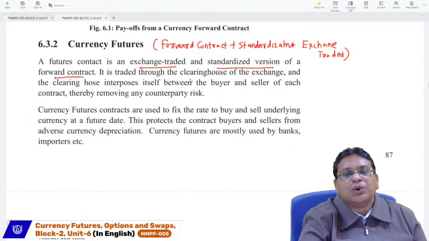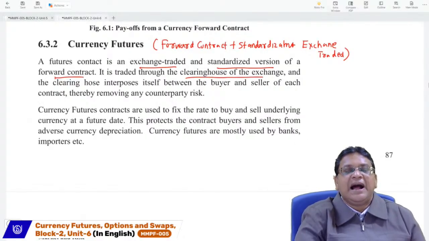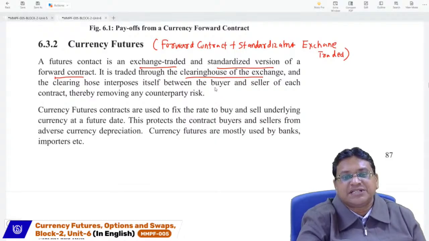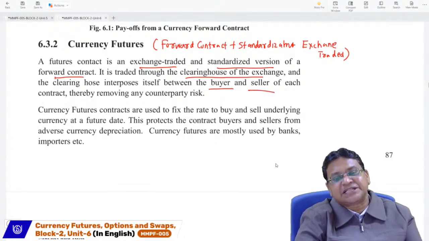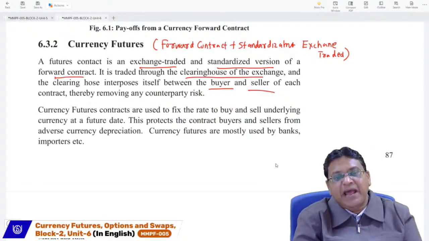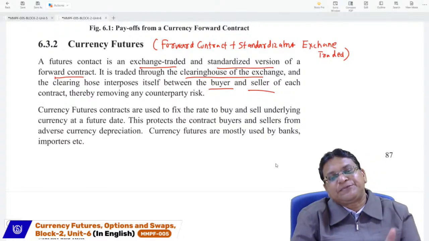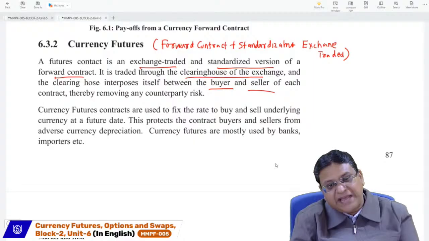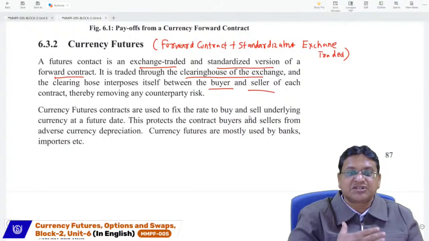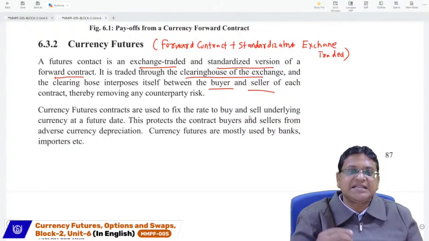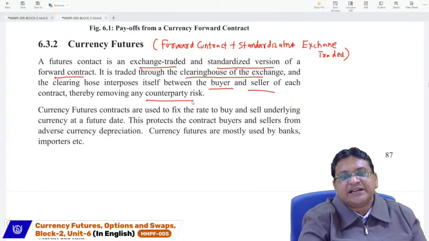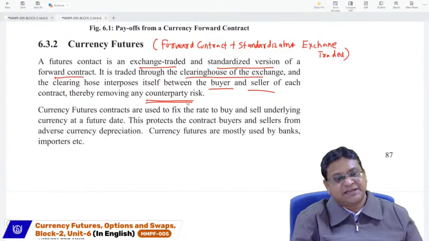It is traded through a clearing house of the exchange. In this case, the exchange acts as a counterparty for buyer and seller. For the buyer, the other party is the exchange. For the seller, the other party is the exchange. The exchange acts as a middleman between buyer and seller. The exchange gives a guarantee that if the buyer does not fulfil his obligation, the exchange will fulfil it. And if the seller does not fulfil his obligation, the exchange will fulfil it. Thereby, the exchange reduces the default risk or counterparty risk.